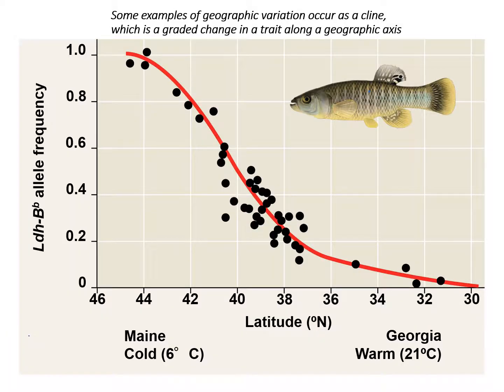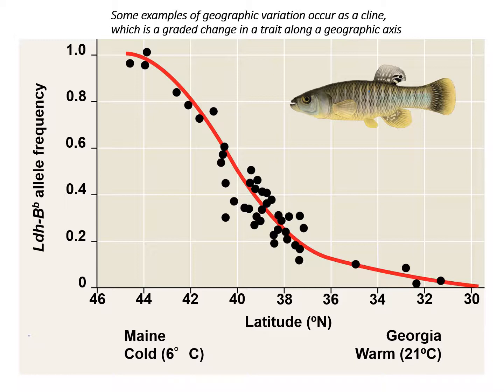One thing that I did not mention in that previous list is that we have to really consider the environment as well when we're looking at evolution by natural selection. So here we've got a graph of the allele frequency for a gene that codes for an enzyme called lactate dehydrogenase, and it's just called LDH for short.